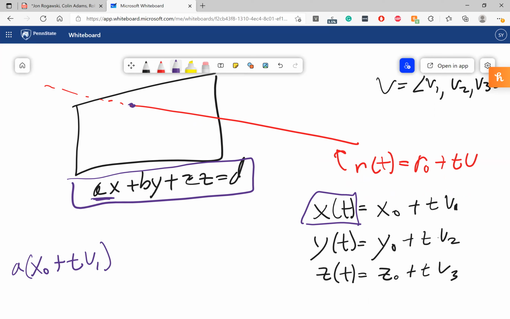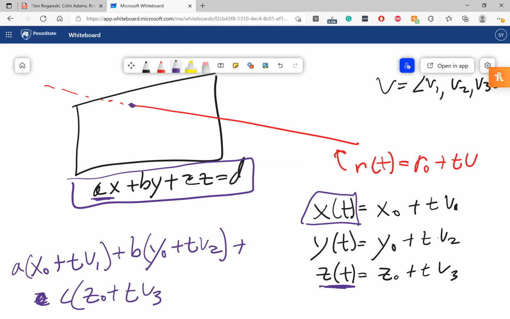That's what I put in here, plus b. And for my y, I put in y0 plus tv2. And for my z, I put in c times z of t, which is z0 plus tv3. And I set this equal to d, right? Because they need to be equal. That's what it means for this point on the line to intersect with the plane: if I plug it into the plane, I get d.